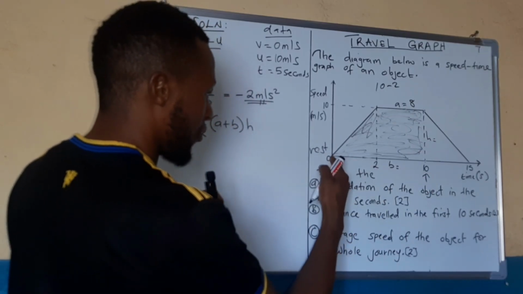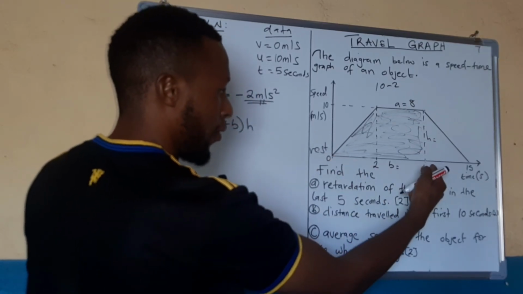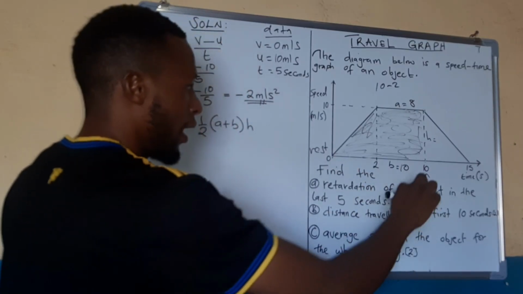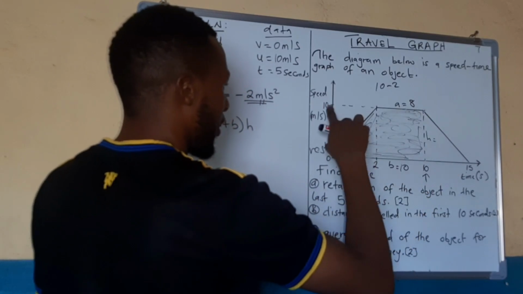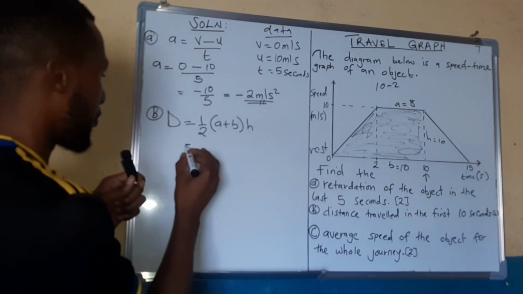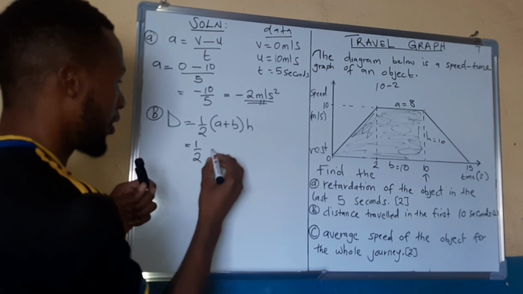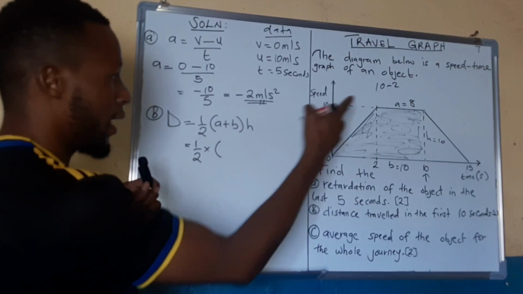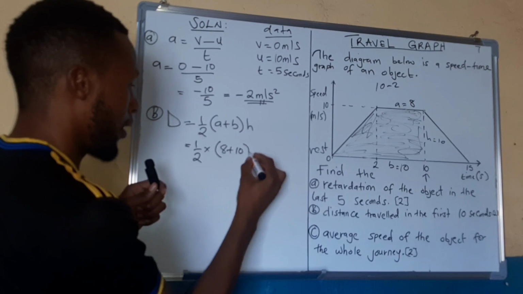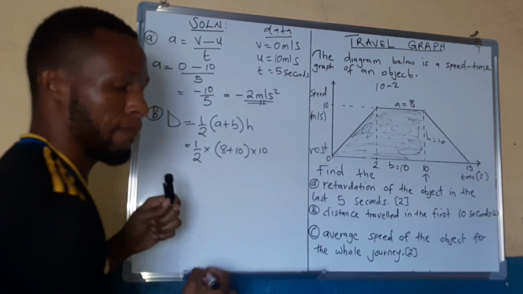Then B is starting from 0 here up to 10. What is 10 minus 0? 10. So B is 10. Then our height from here to here, this value here, 10. Let us substitute. So half times our A is 8 plus our B is 10. Our height is also 10.